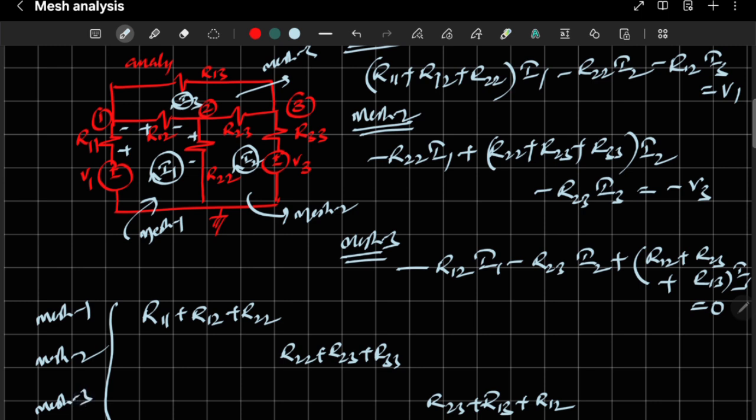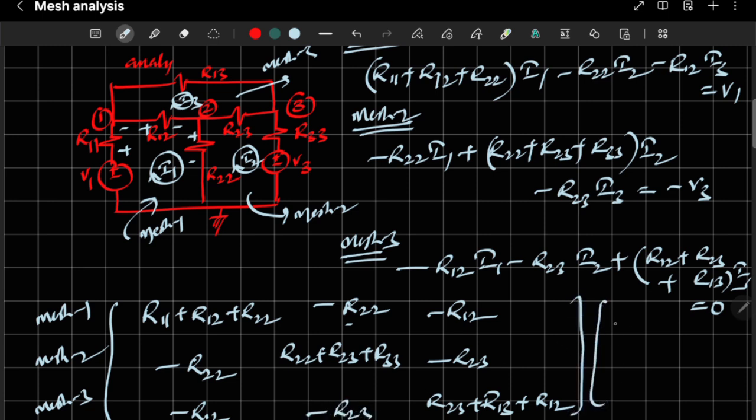So with respect to I1 is over. Now here you have to write with respect to I2, meaning minus R22 into I2. And 1 and 3 are also related by R12. If anything is sharing, we have to keep minus. Then 2 and 1, again here you will get minus R22. And here 2 and 3, that is minus R23. Then 1 and 3, that is minus R12. 2 and 3, that is minus R23.